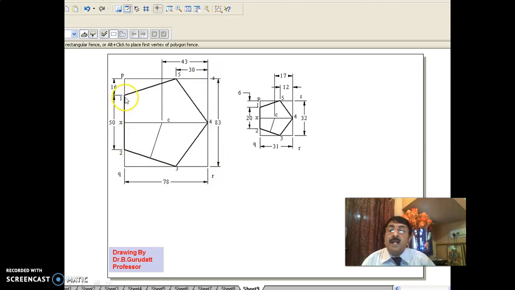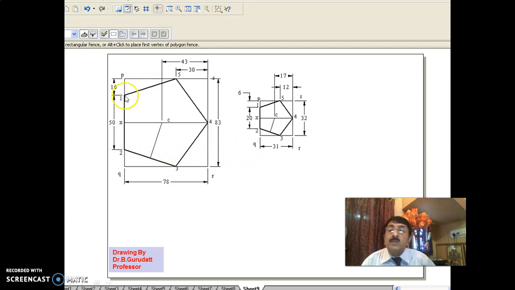See here, I am repeating again, this 1 to 2 only is isometric. 2 to 3, 3 to 4, 4 to 5, 5 to 1 are all non-isometric edges because they are not parallel to any of the edges here, PQ, QR, RS or SP. This is non-isometric, non-isometric, non-isometric, non-isometric. In that way, management of non-isometric edges is the key here.